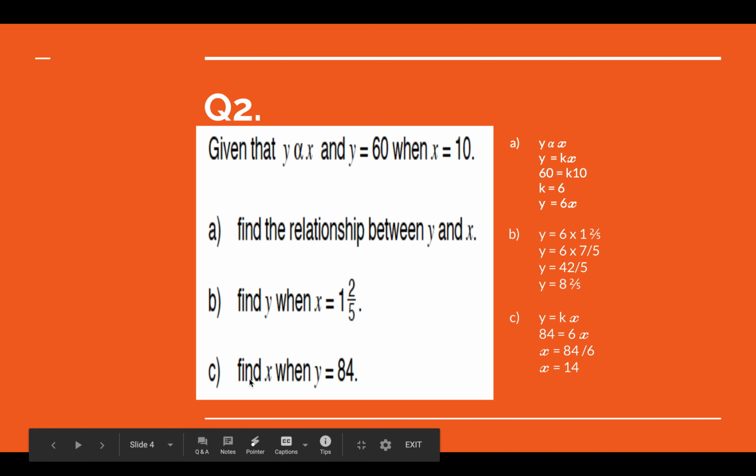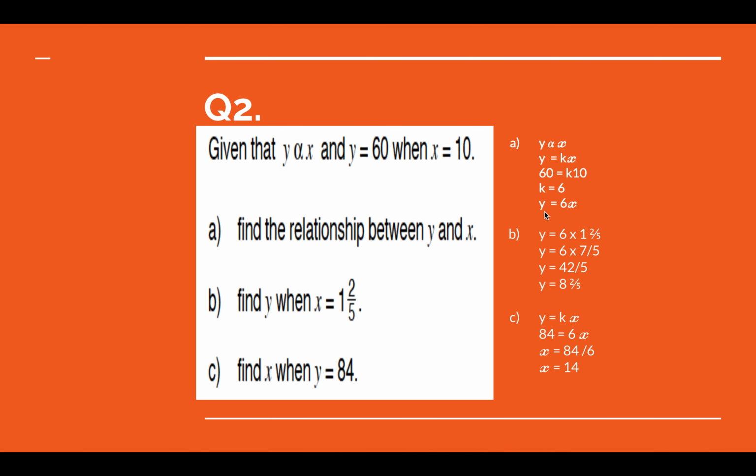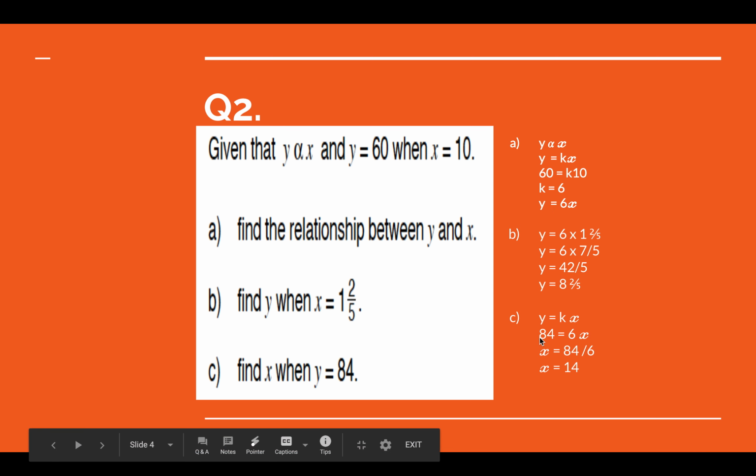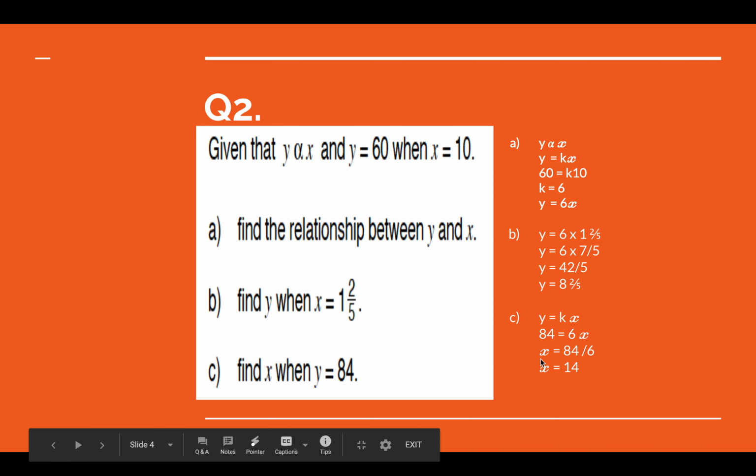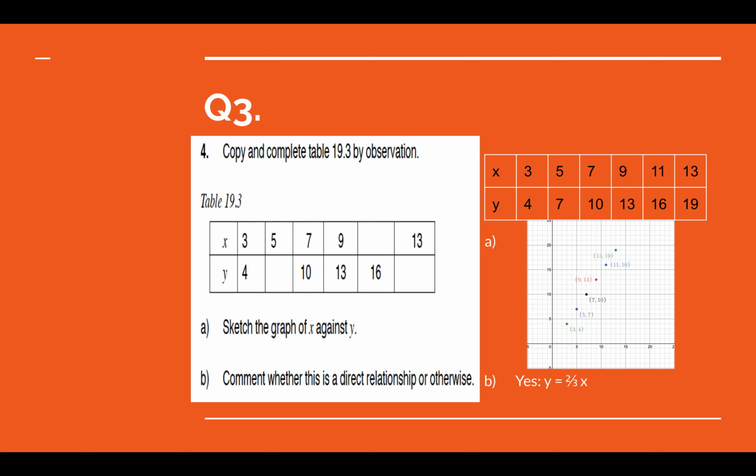Now moving on to C, find x when y is equal to 84. Simple again, we start with our relationship that we established in A, that y is equal to 6x. And then we get to put the numbers that we have. So y is 84, and then we already have the 6. So now we need to find x. In order to find x, we divide both sides by 6. We actually see that x is equal to 84 divided by 6. X is equal to 14. That is our answer.